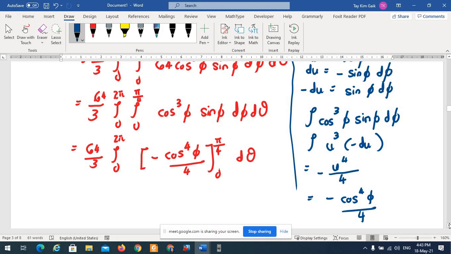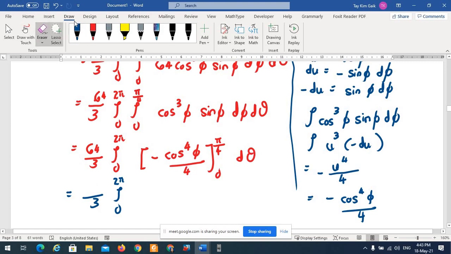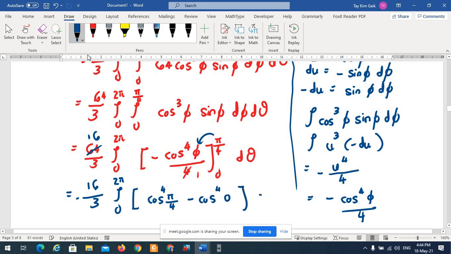Or you may use a calculator to integrate it. And you get 64 over 3, 0 to 2 pi. The negative and 1 over 4 can be simplified with 64, so that's negative 16. And then replace here: you have cos pi over 4 to the power 4. Here I factor out the negative, so minus cos power 4 of 0, d theta.